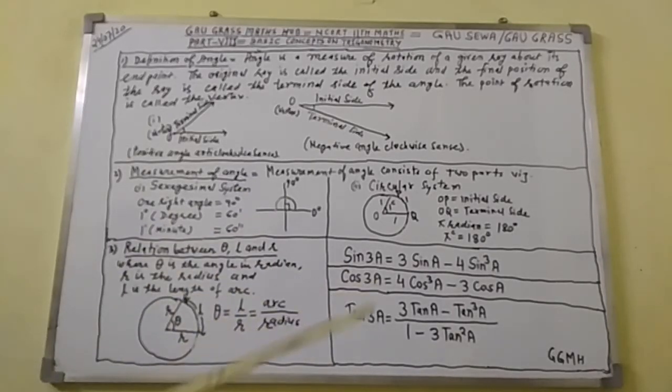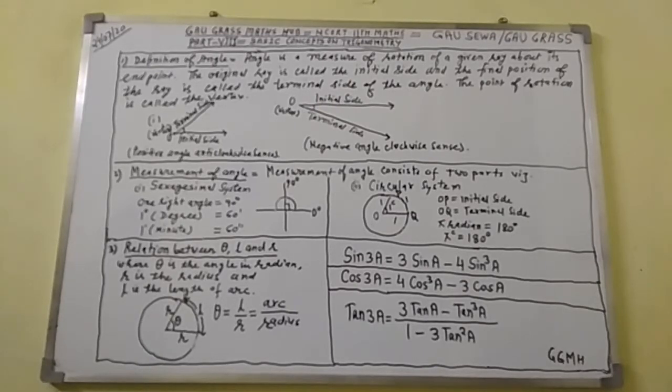Now come to some formulas. Here you can see sin 3A equal to 3 sin A minus 4 sin cube A. The next formula is cos 3A equal to 4 cos cube A minus 3 cos A. Tan 3A equal to 3 tan A minus tan cube A, whole over 1 minus 3 tan square A. These are some basic concepts related to trigonometry.